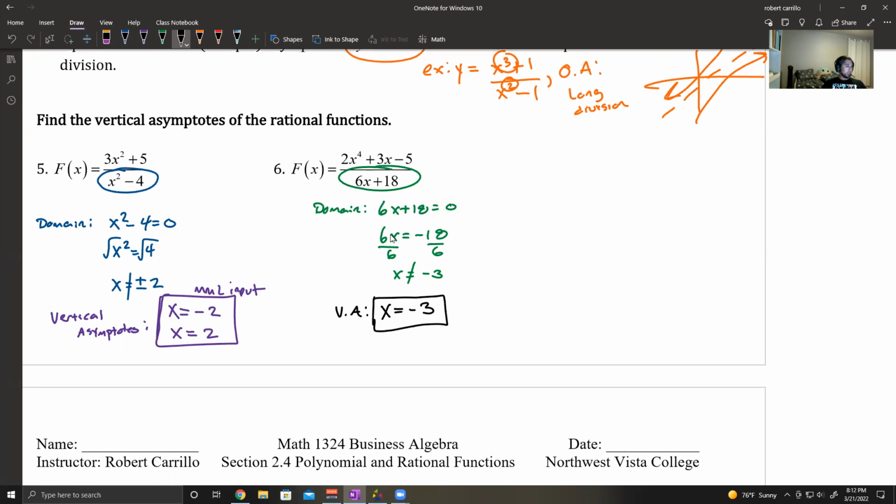Okay. Everybody good with those two? Yes. Okay. So that's finding vertical asymptotes. If you have your domain, you have your vertical asymptotes. So where you said that x does not equal negative 3, the answer still remains negative 3? Exactly. Because remember that this is just for the domain. It's just to help us find it. But if you want to actually plot the line, we need to write it as x equals negative 3.